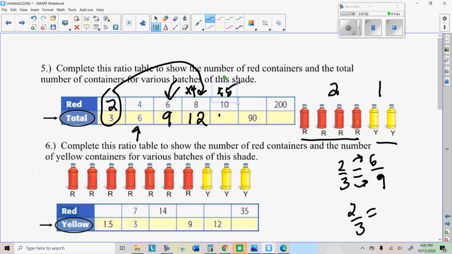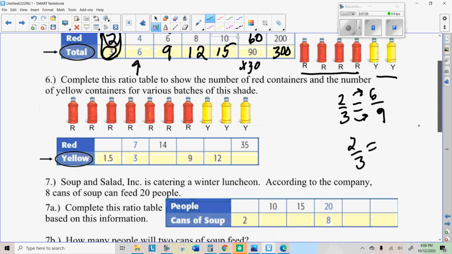3 times 5 is 15. On this one, we're multiplying this 3 times 30 to get 90. So 2 times 30 would be 60. Okay, I'm going to let you figure out the last one. Go ahead and pause it. If you did that right, you got 300. All right, so I showed you how to do that. So I'm going to let you do this one.